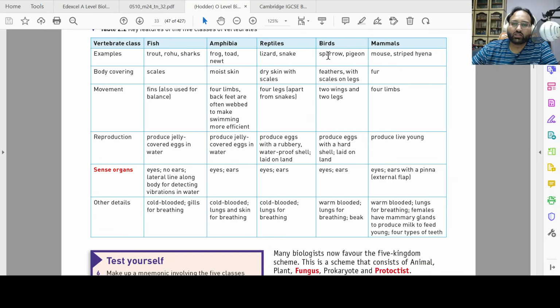Okay, then we come to the homeothermic or the warm-blooded guys. So we have the birds, examples of sparrows, pigeons, name any bird, right? They've got feathers and they have scales on their legs. If you've ever looked at a bird's leg close enough, you have noticed that. Maybe look at the legs of a chicken or a pigeon. They have lines on them, yeah, scales, so those are hard, right? And they've got two wings and two legs. Now, if you're asked how many limbs they have, they've got four limbs.